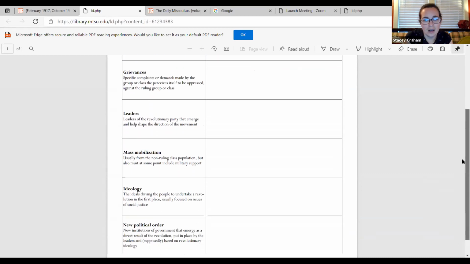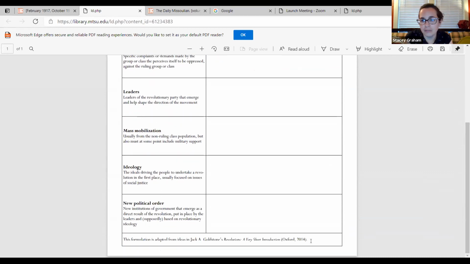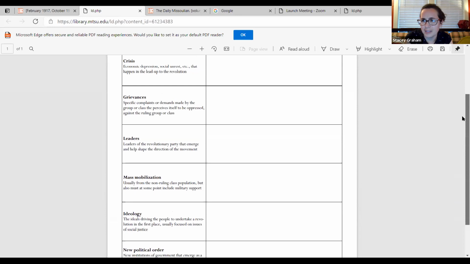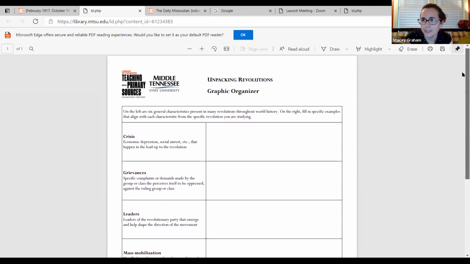And then there's a reference to Jack Goldstone's book at the bottom. If you're teaching at the high school level, this might be something you might want in your classroom. It's not just for college students. This whole series was made kind of for the general public, so it's not really overly scholarly.